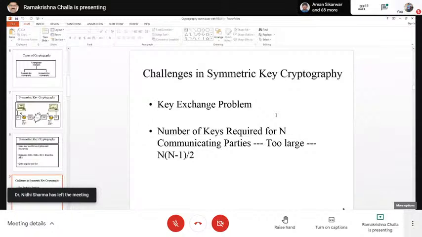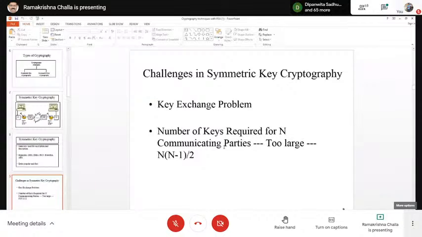The advantage of symmetric key is they're very fast. So the good is it is very fast, but the bad is how to exchange this key safely. Another important challenge in symmetric key cryptography is the large number of keys that is required for a given n number of users or communicating parties.